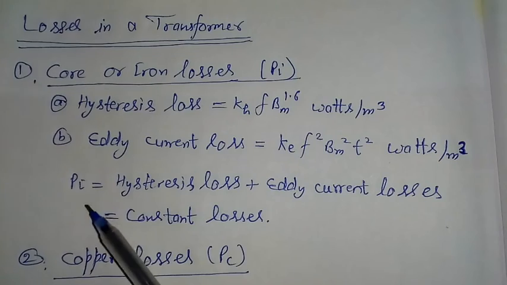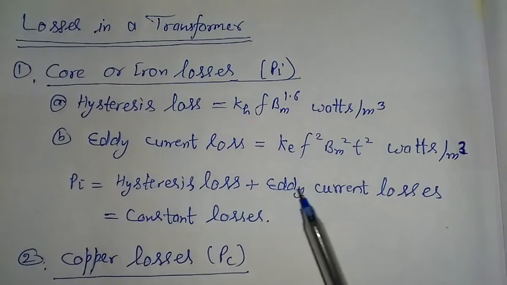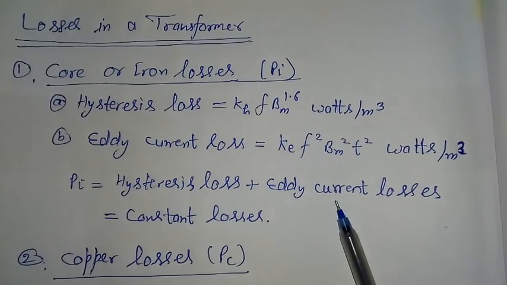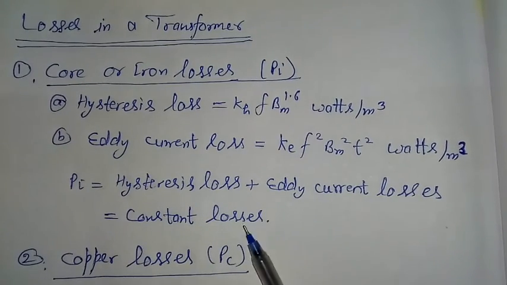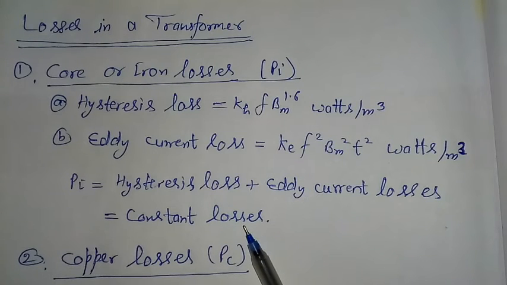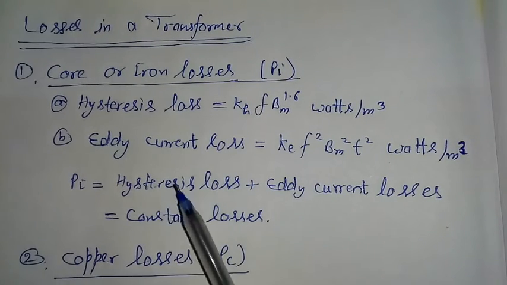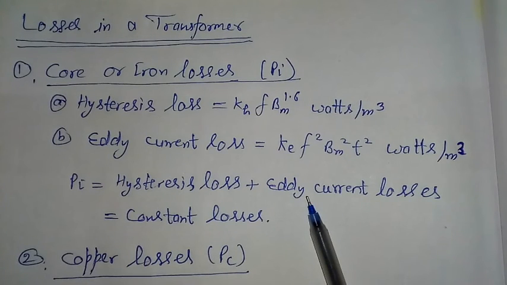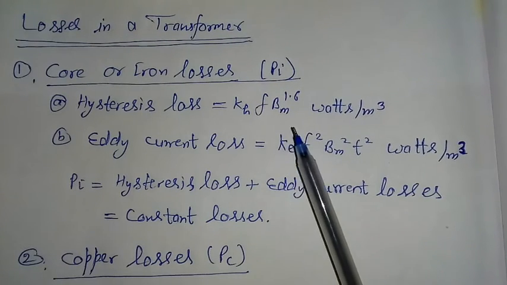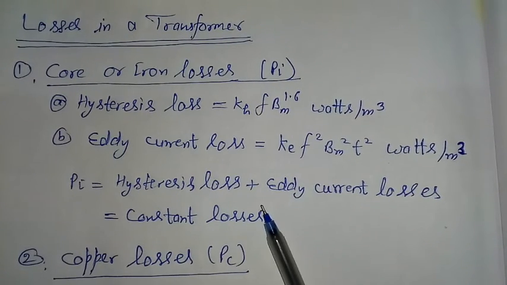The Pi is the algebraic sum of the hysteresis loss plus eddy current loss, and this loss is called the constant loss. Why? Because the hysteresis loss and eddy current loss occur in the core of the transformer, which is static, not variable. So the loss that occurs in the core is the constant loss.